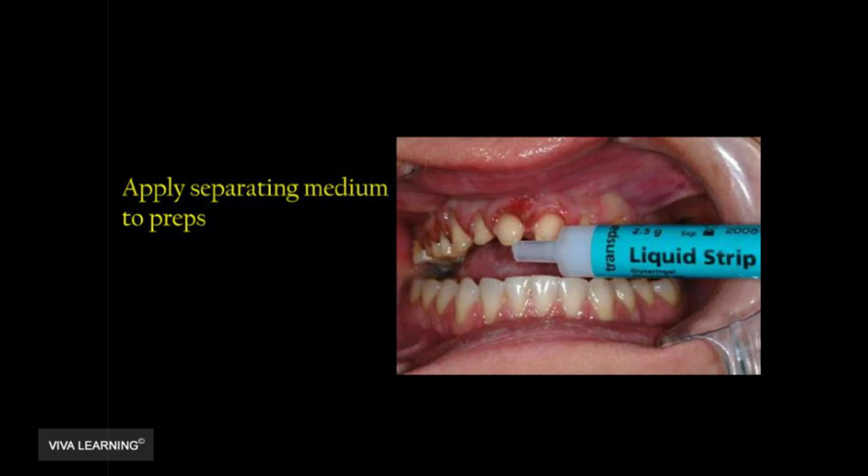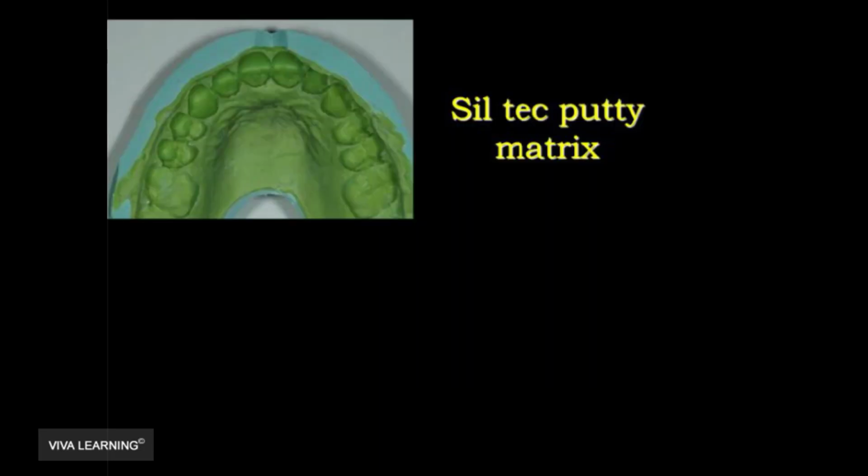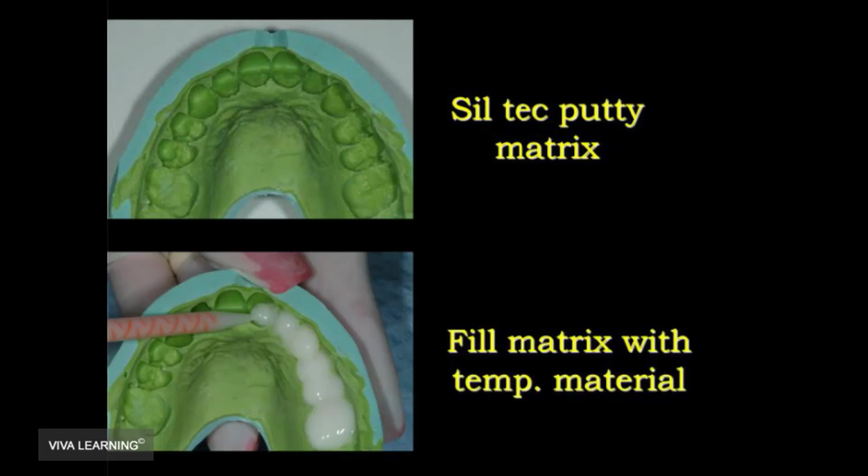So here's a case that we did, and we're applying, in this case, liquid strip. You can use Wink. There are a lot of different products out there. They all work well. Deox, some of these, it's just a glycerin. It's water soluble. We paint it on over the preparations, and it keeps the temporary material from sticking to the teeth. We're going to take, just like we saw before, our putty matrix. It's made from the diagnostic wax-up. We're going to go ahead and fill this now.